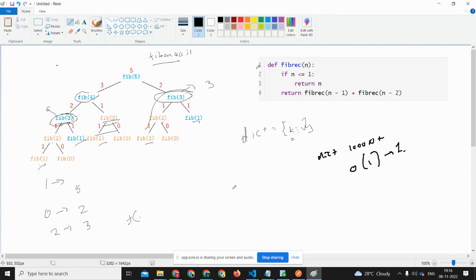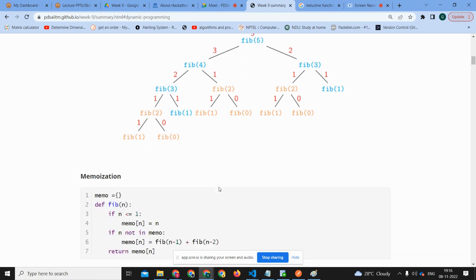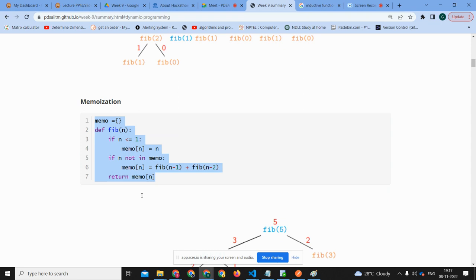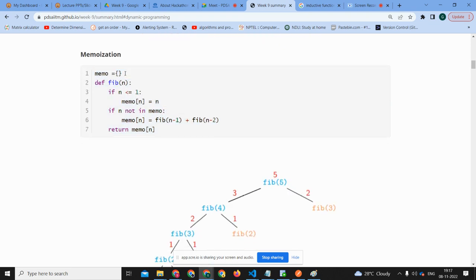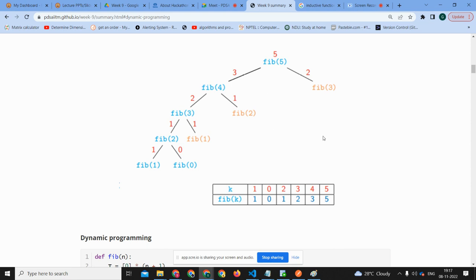So what we are going to do is, initially, we'll take an empty dictionary. I'll go back to this code only. See what is memoization. This is like memoization of Fibonacci. As I told, we are going to put the values into a dictionary. I'll show you here. See this.